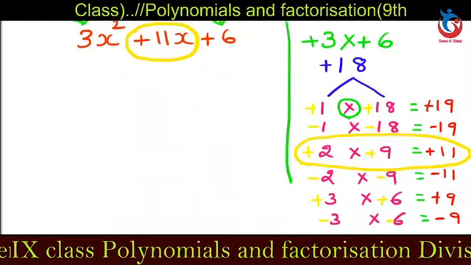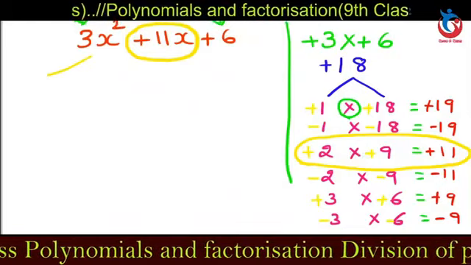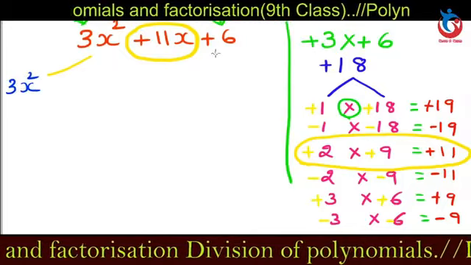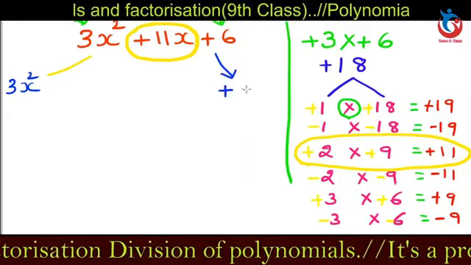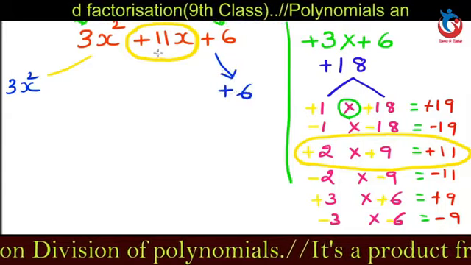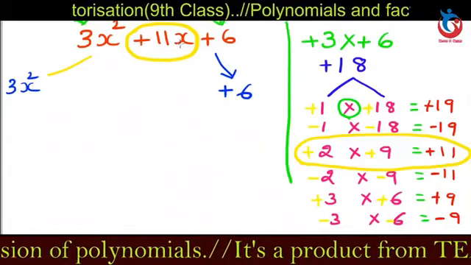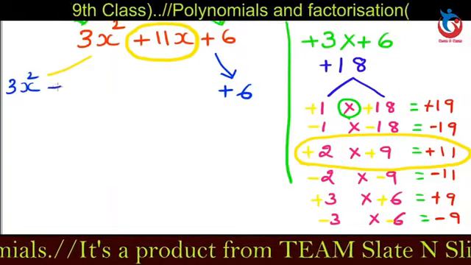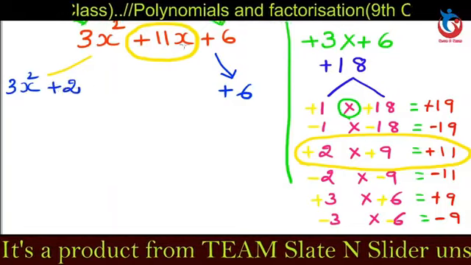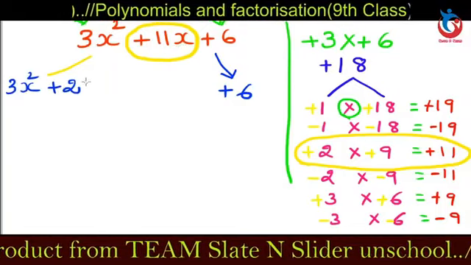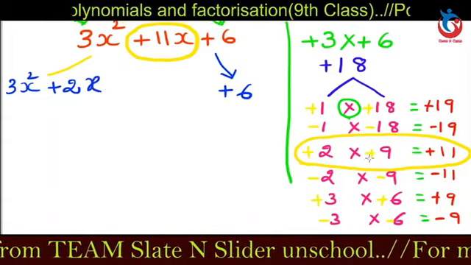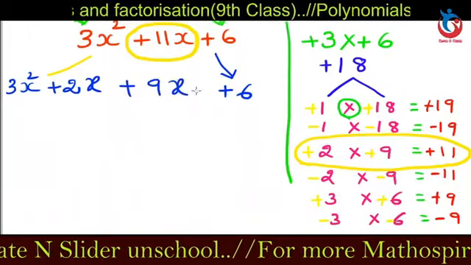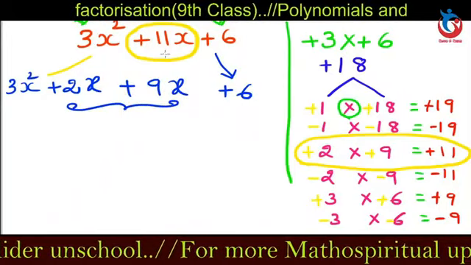So I will write 3x square same, and write this last term plus 6 same. In the middle itself you have to write. That means you have to replace this plus 11x with these two factors. This is plus 2, and after 11 what we have? x. So plus 2x, and this is plus 9x. So by adding these two we get this one.